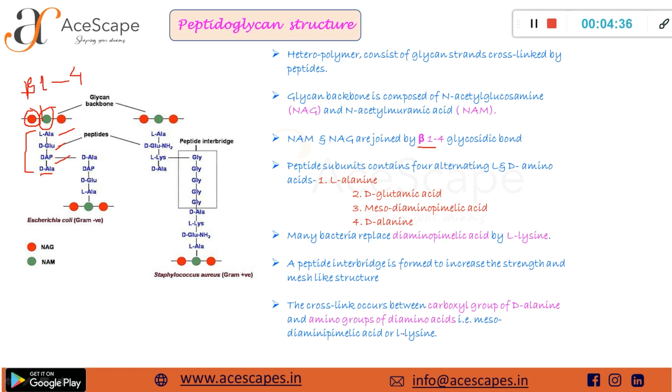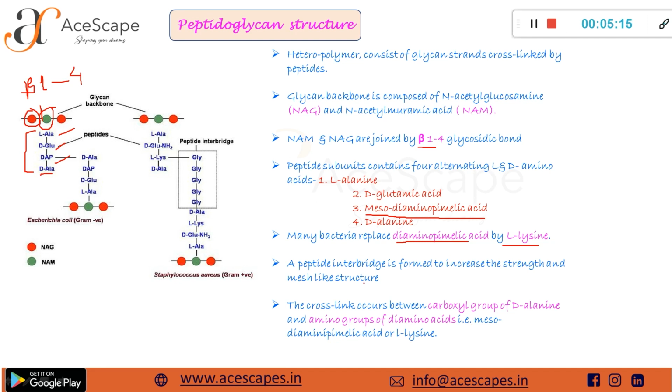Now there are certain bacteria which replace diaminopimelic acid by L-lysine. So a few bacteria may contain meso-diaminopimelic acid as one of the 4 peptides in the peptidoglycan layer, or there may be a replacement by L-lysine. A peptide interbridge is formed to increase the strength and the mesh-like structure, and the cross-link occurs between the carboxyl group of D-alanine and the amino groups of the diamino acids.